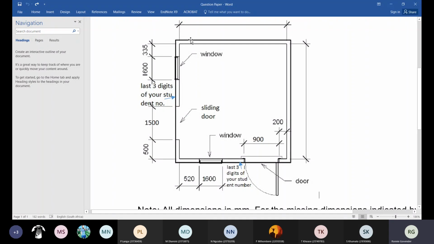That was the drawing that you were given. And then they told you that you must use the last 3 digits of your student number for the missing dimensions there and there. So basically, let's say for argument's sake your last 3 digits were 1, 2, 3. You would have added 1, 2, 3 millimeters there and 1, 2, 3 millimeters down there, for both the length and the breadth.